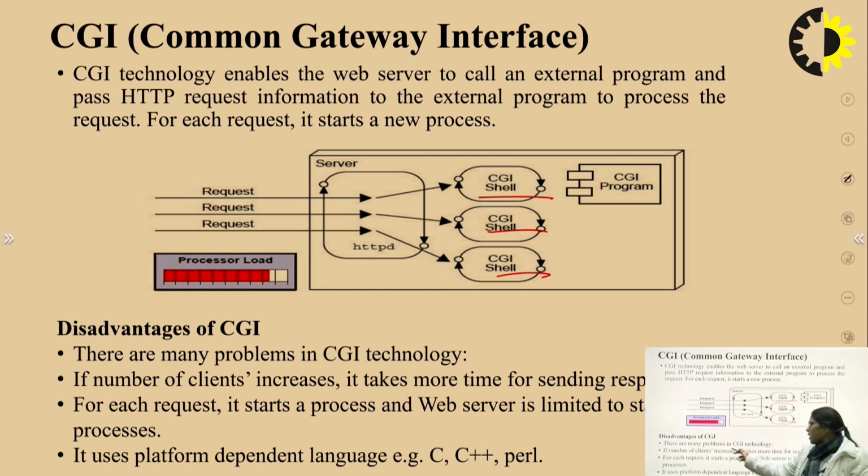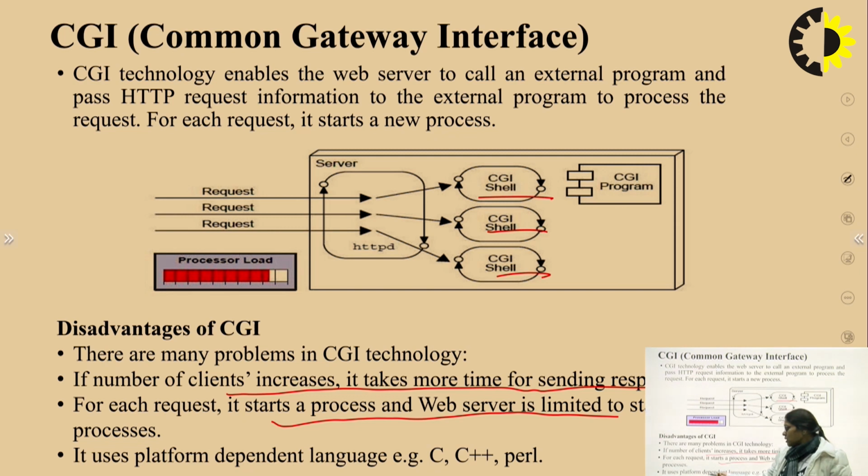There are certain disadvantages of CGI. Number one, when the number of clients increases, it takes more time to send the response back to the client. It is one of the disadvantages of CGI, which is why we now use servlets. The second is that for each request it starts a process, and the web server is very limited in starting processes. And the third main disadvantage of CGI is that it is platform dependent. That's why CGI has been replaced by servlets.